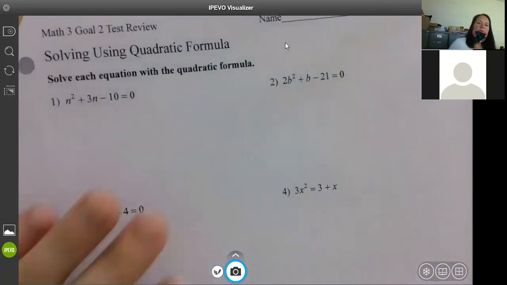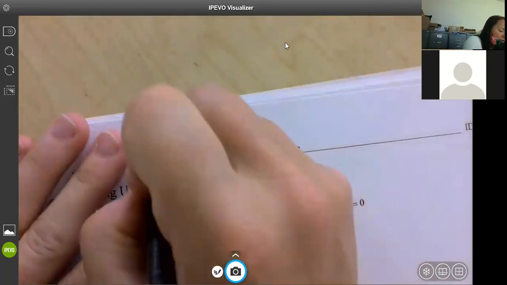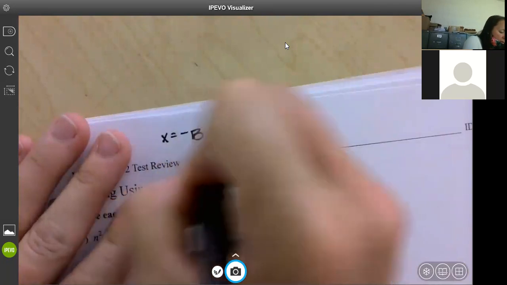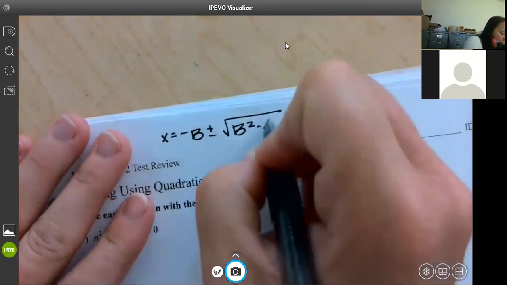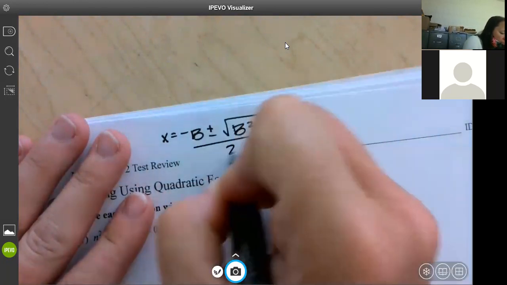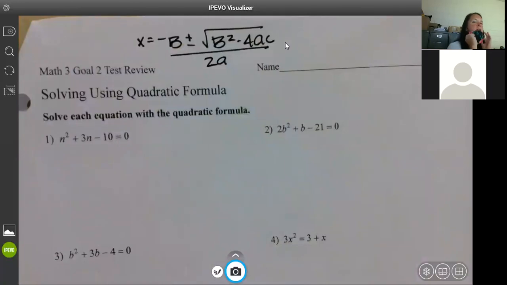Quadratic formula, just a reminder, even though we've already done it. Negative b plus or minus square root b squared minus 4ac all over 2a.